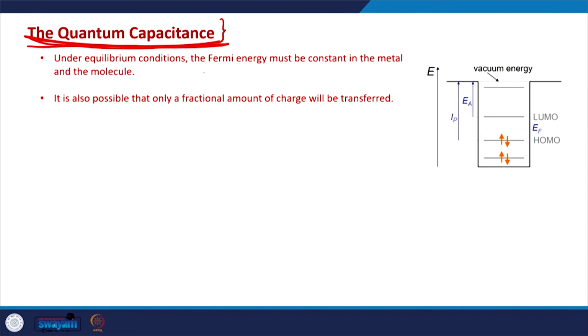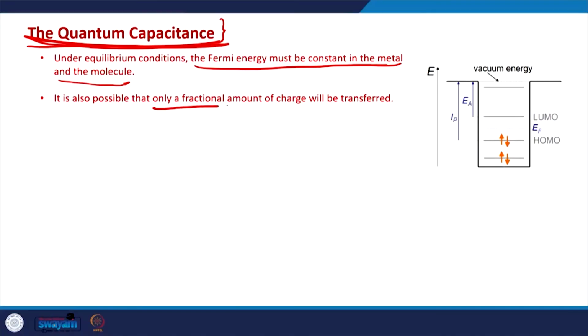Under equilibrium, the Fermi level in a metal molecule system, metal quantum dot system, must be uniform. And in order to achieve that uniform Fermi level, a certain amount of charge needs to be transferred across the system, if the Fermi levels are not aligned before joining them. It is also possible that only a fractional amount of charge is transferred. What it means is that it may not be necessary that an entire electron is transferred from the metal to the quantum dot.